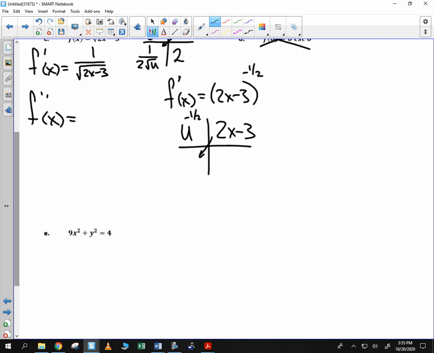Okay. Derivative of u to the negative 1/2 is negative 1/2 u to the negative 3/2. So u to the 3/2 in the denominator. Derivative is dos, which is Spanish for 2. And when I multiply, the 1/2 and the 2 go away, I get negative 1 over 2x minus 3 raised to the 3/2 power.